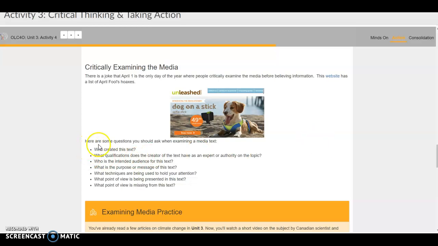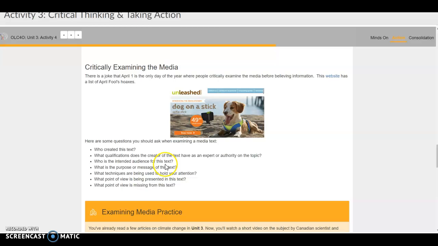And some of the ways you can do that is by asking yourself questions when you see a media text or when you watch something on television or when you hear something on the radio. So you can ask yourself these questions. Who created this text? The person or the company that creates a media message usually has a reason for it and usually has an agenda, right? What qualifications does the creator of the text have as an expert or an authority on the topic?